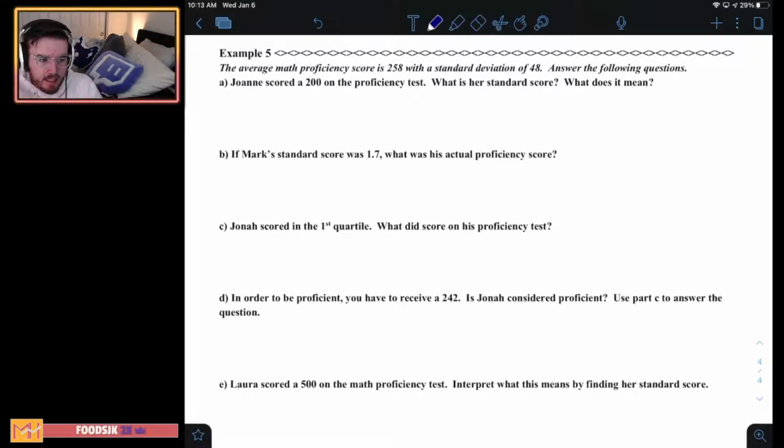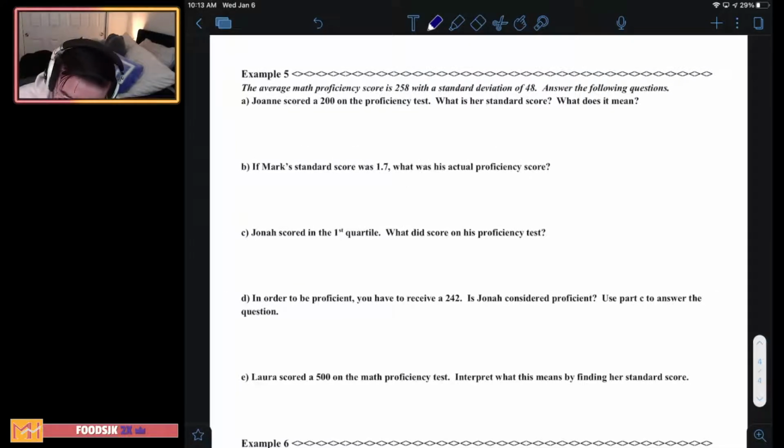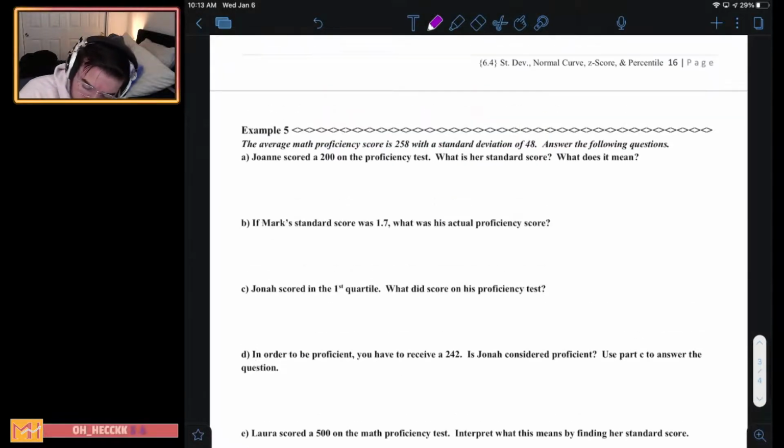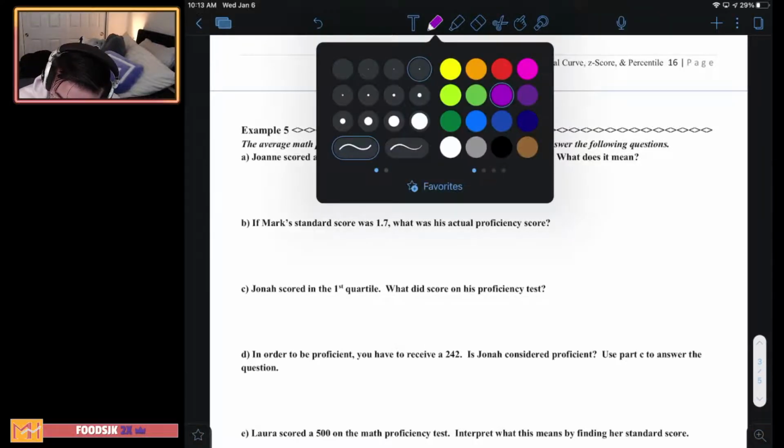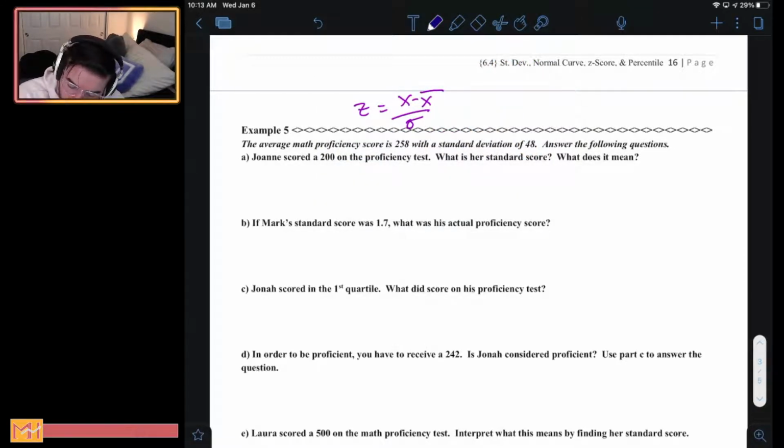All right, let's knock out this next page. We're using the same equation over and over. Some more practice. The average math proficiency score is 258 with a standard deviation of 48. Answer the following questions. Joanne scored 200 on the proficiency test. What is her standard score? What does it mean? How about you crunch the z-score this time? Here's her score, here's the average score, and here's the standard deviation. Plug it in and crunch the number for me.